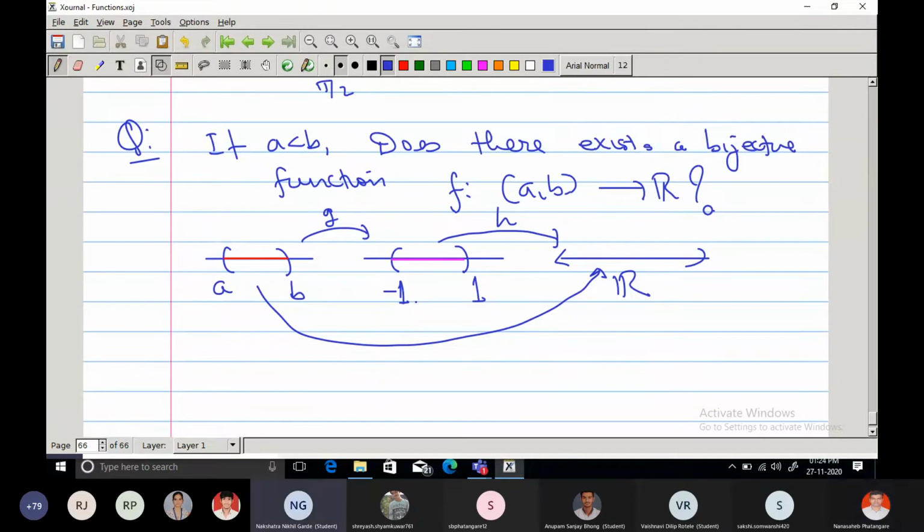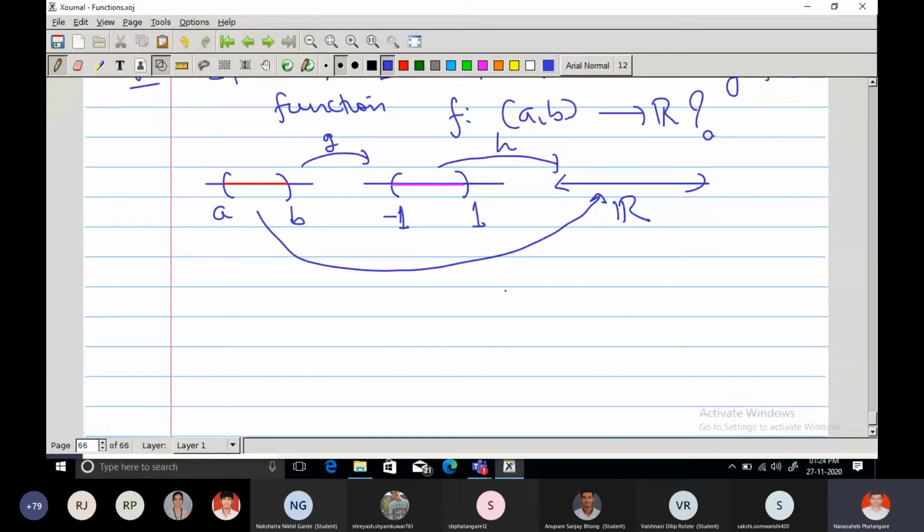Yes, sir. So this is our aim: how to combine two processes together, and what are the properties of function G, which is going from this interval to this interval, and H, which is a function going from -1, 1 to R. If we combine these two functions, then what are the properties of this new function, which is a combination? So what do you mean by combination of these two processes, these two functions?